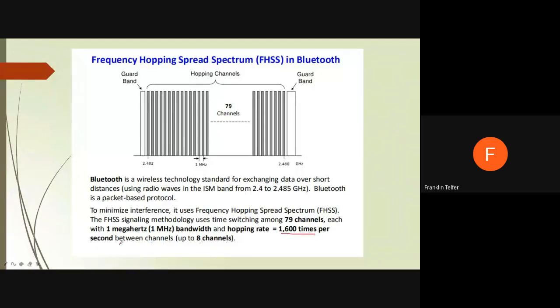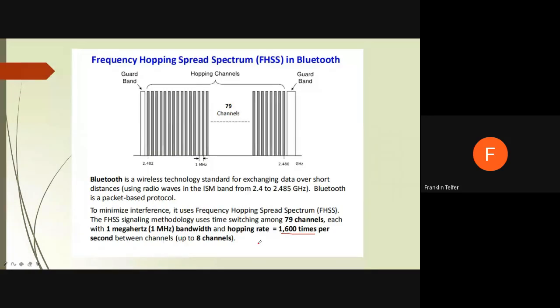So per second you have 1600 hoppings being done, up to 8 channels they are able to hop. It should be as fast as possible because you're going to receive the data via Bluetooth. So in a nanosecond or even less, you must switch these channels very fast, so that there is no delay happening in the transmission.